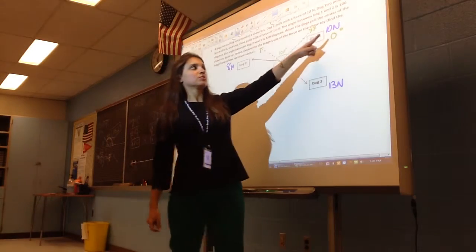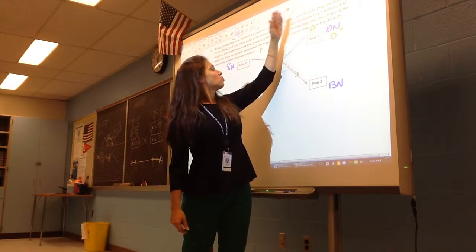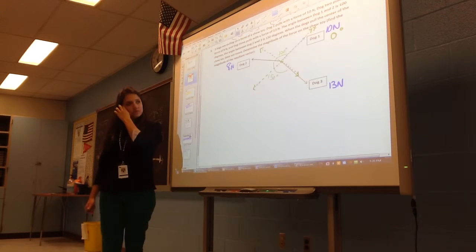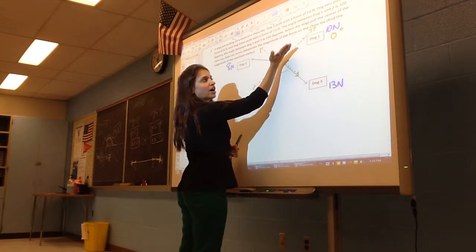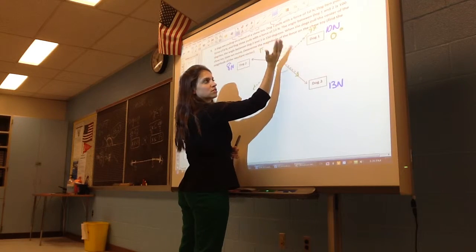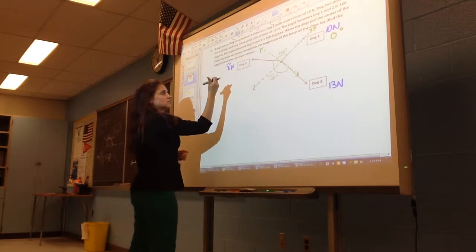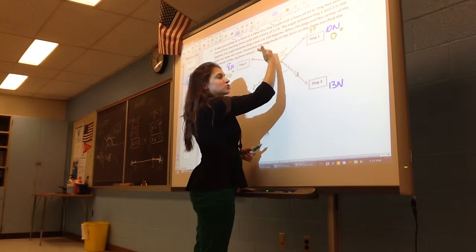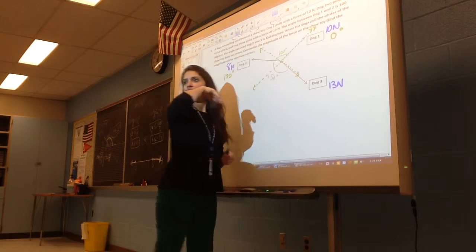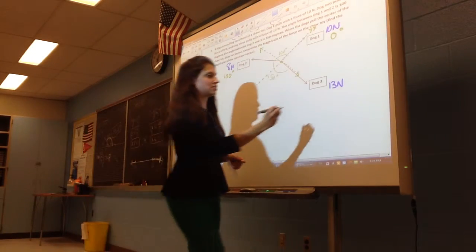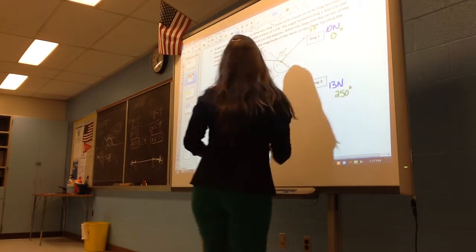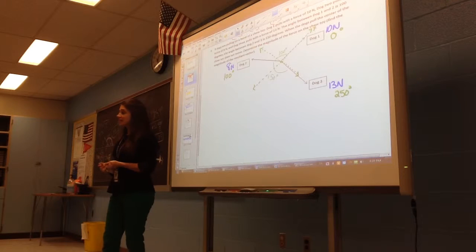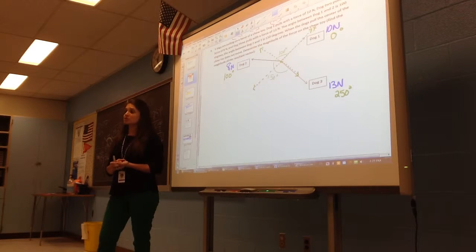If dog 1 is 0 degrees from standard position, what's dog 2 from standard position? If this is standard position, how much do I rotate to get to dog 2? 100 degrees. Very good, 100 degrees. Again, if this is standard position, how much do I rotate to get to dog 3? 250 degrees. So what I've written here in blue is the magnitude of each vector. In green is the direction from standard position of each vector.